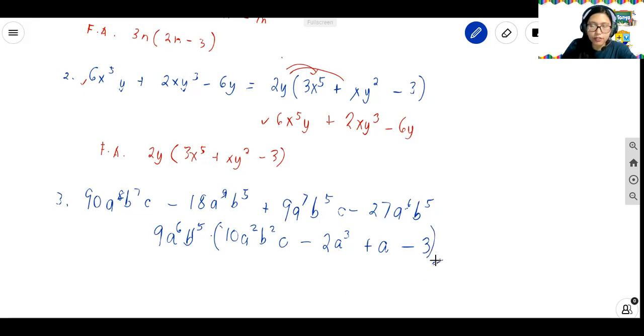Therefore, the factored form of 90a to the 8, b to the 7, c minus 18a to the 9, b to the 5th plus 9a to the 7, b to the 5th, c minus 27a to the 6, b to the 5th is 9a to the 6, b to the 5th times 10a squared, b squared, c minus 2a cubed plus ac, sorry, plus a minus 3. I forgot this.